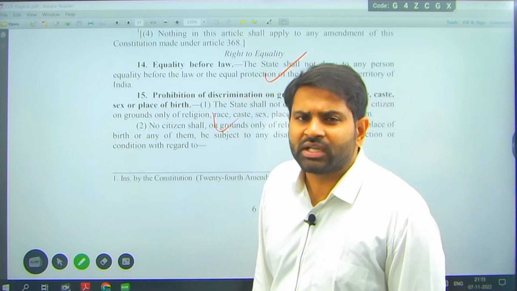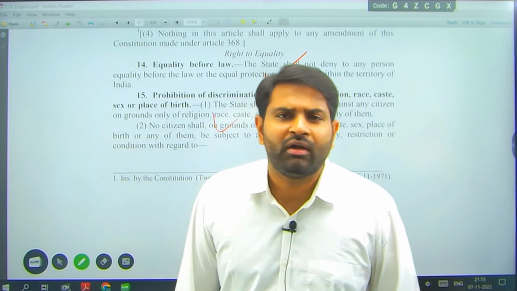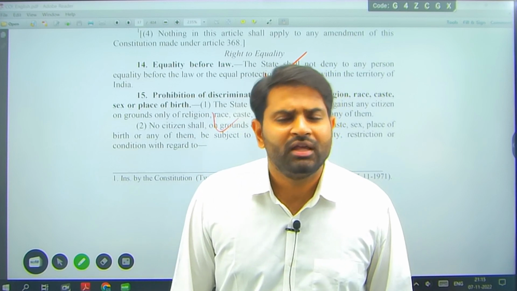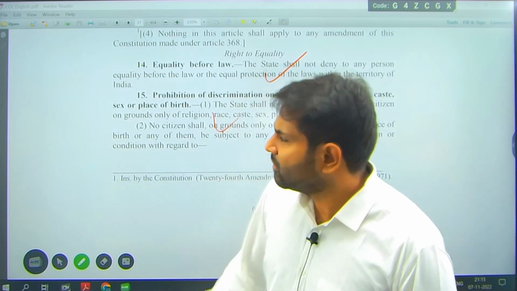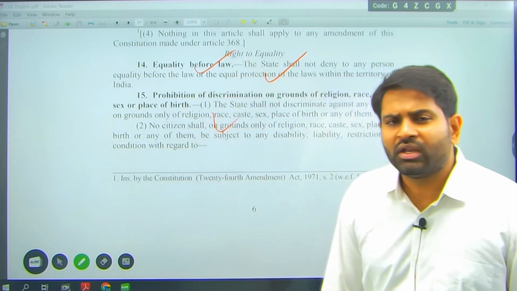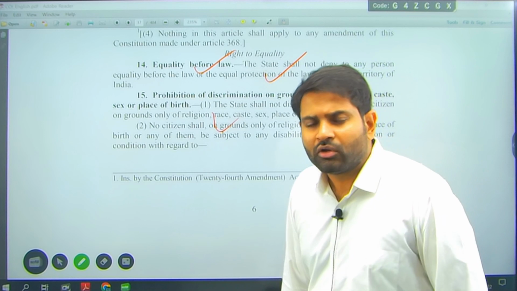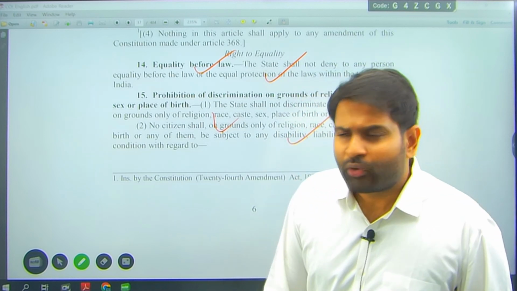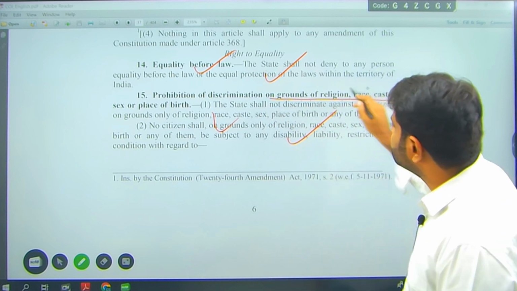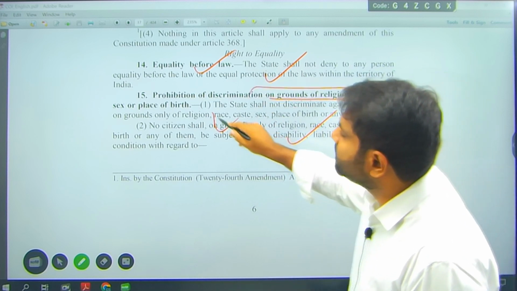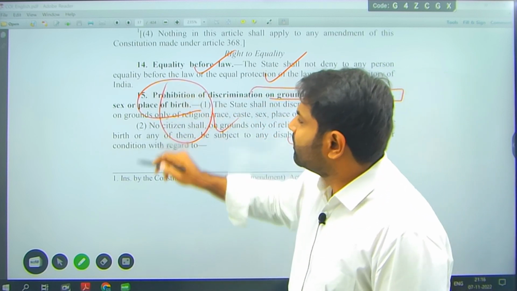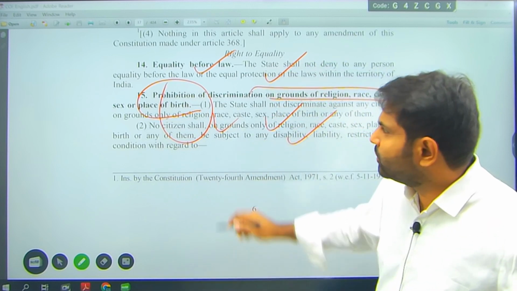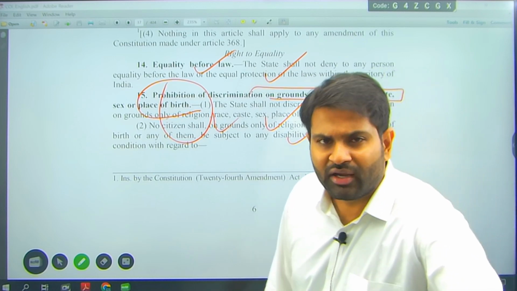I spoke about the French Revolution. French Revolution philosophy is liberty, equality, fraternity. One of the important principles is equality. Equality in class, status, opportunity, everything we have in Article 14. Article 14 is giving you power to talk about equality. And Article 15, prohibition of discrimination on grounds of race, religion, caste, sex, place of birth. That is an extension of equality.